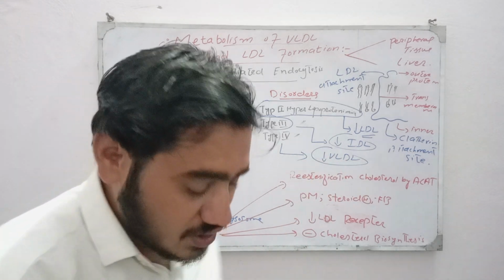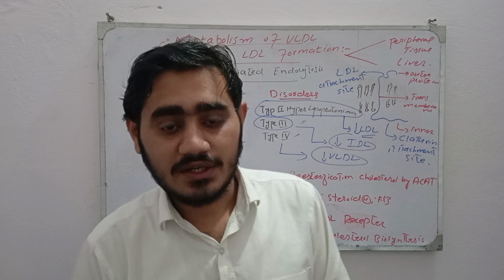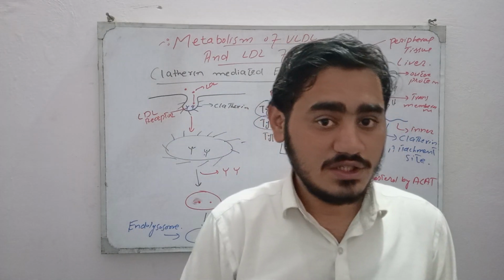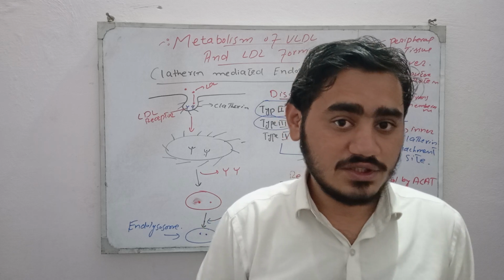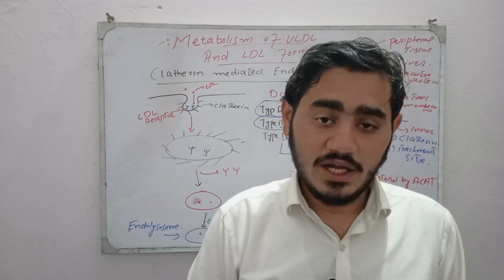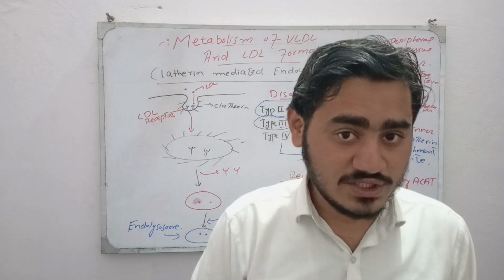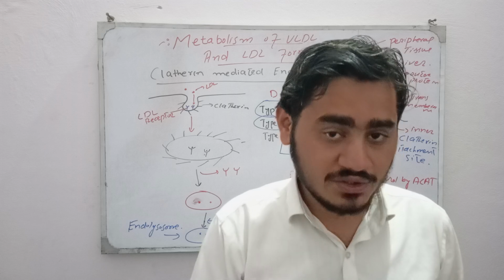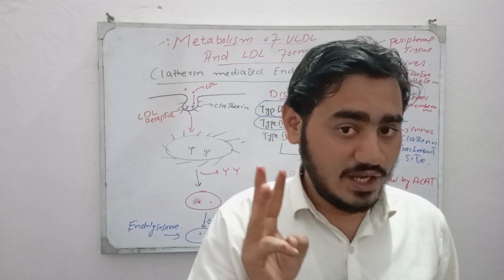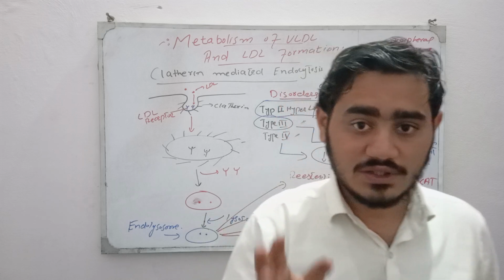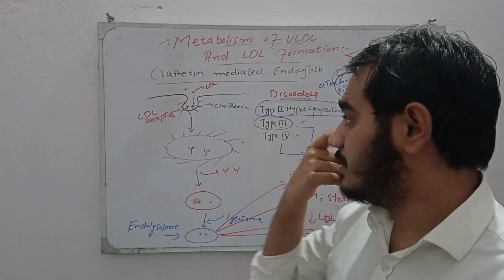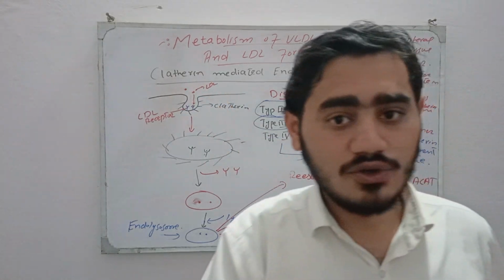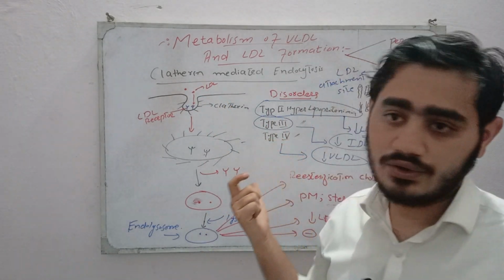So students, we have discussed here the metabolism of VLDL and LDL formation. First, the site for the synthesis of VLDL is liver, and second is the metabolism. First one, nascent VLDL formation. Second is the maturation. Third one is the LDL formation, and the fourth one is the uptake of LDL particle by clathrin mediated endocytosis and various disorders.